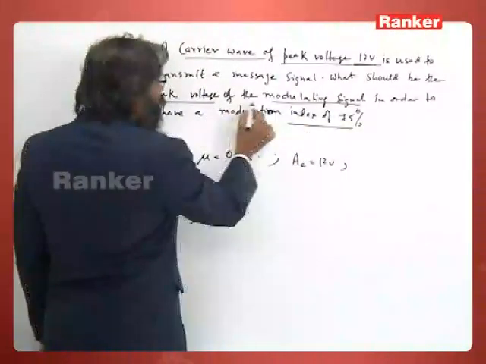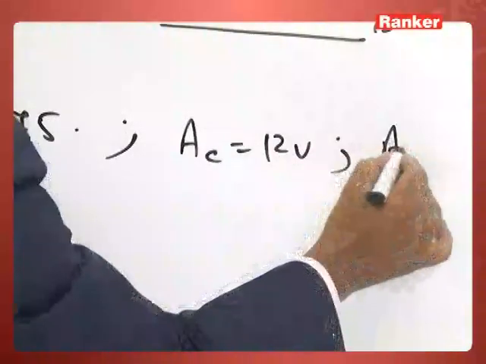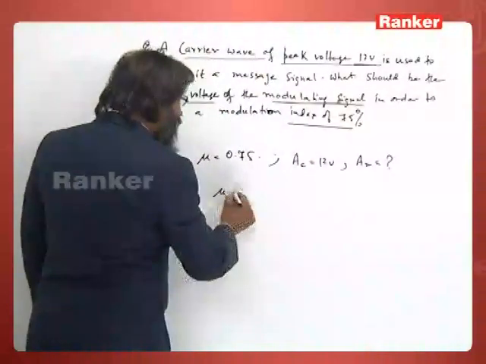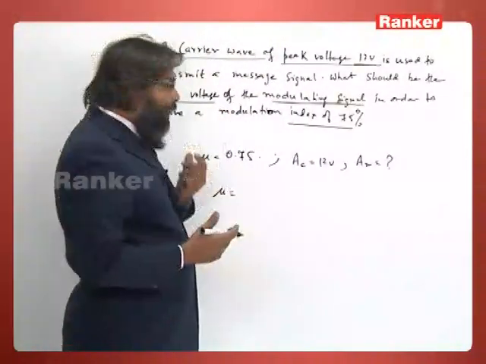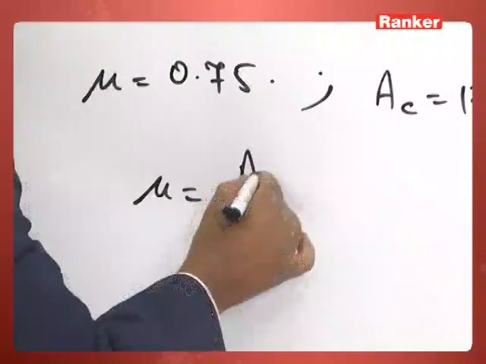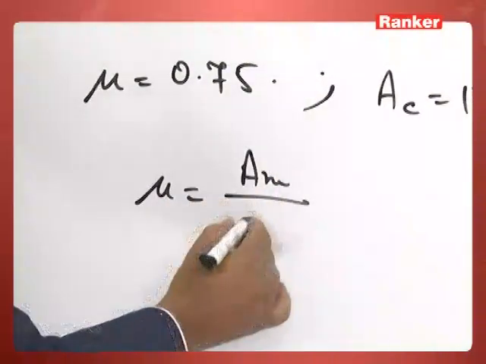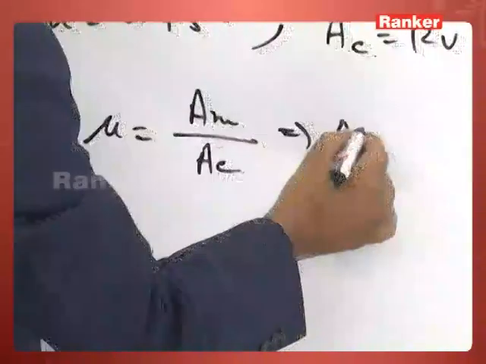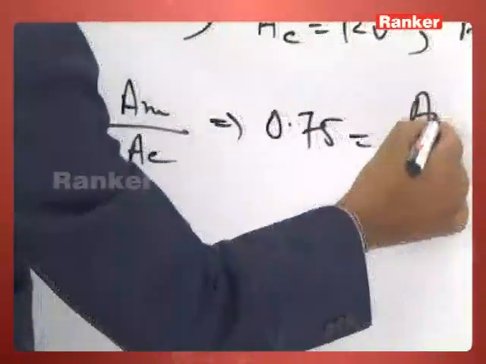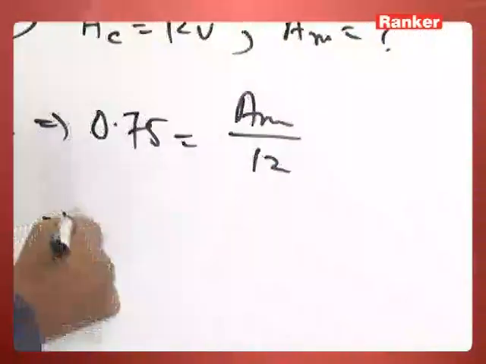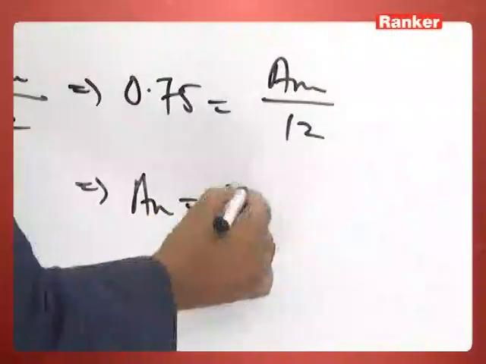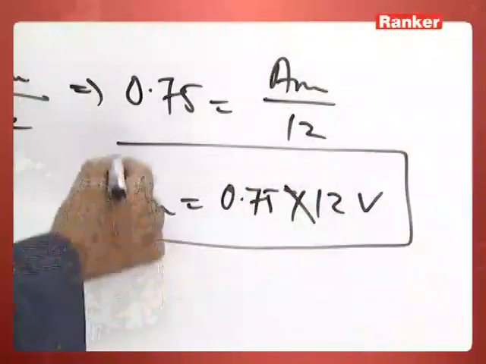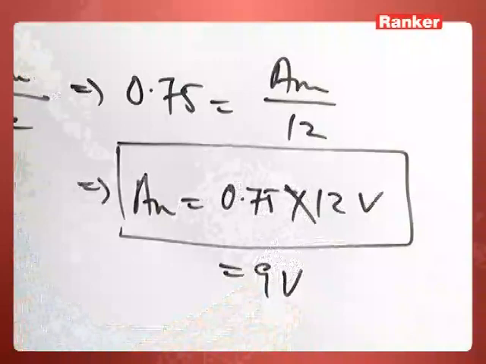Next, what should be the peak voltage of the modulating signal? That is, AM is required. So it's simple. This problem is just the definition of mu. Mu is the ratio of the peak value of the signal wave and the carrier wave. Here mu is 0.75, the signal wave is required, and this is 12 volt. So this AM is equal to 0.75 into 12 volts. This is 9 volts, answer.